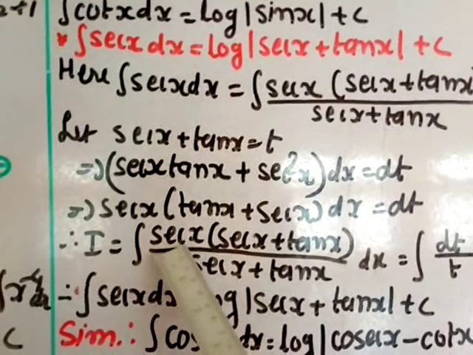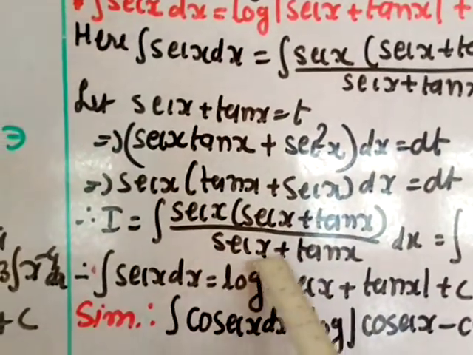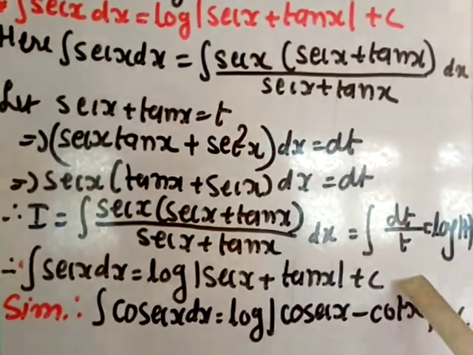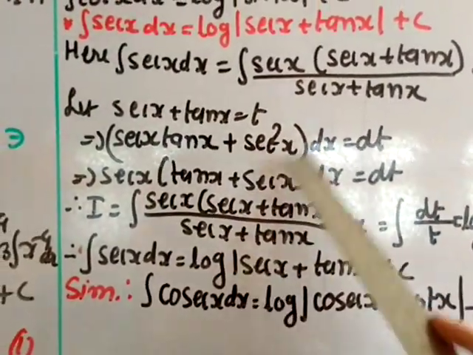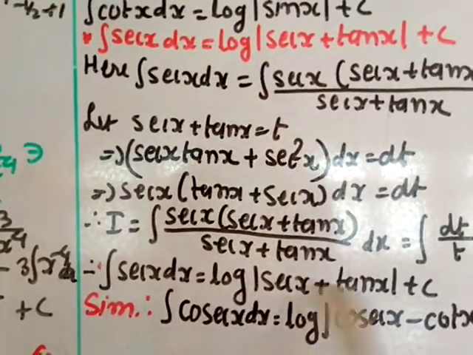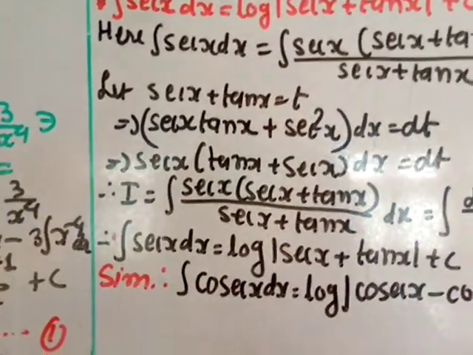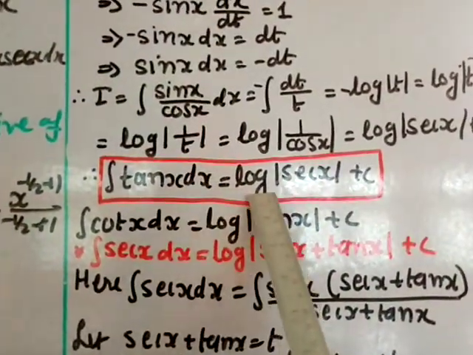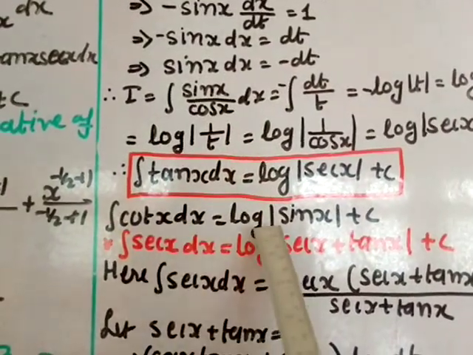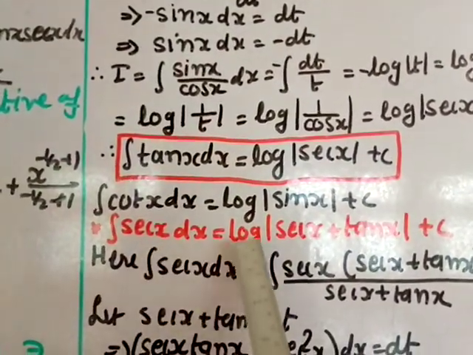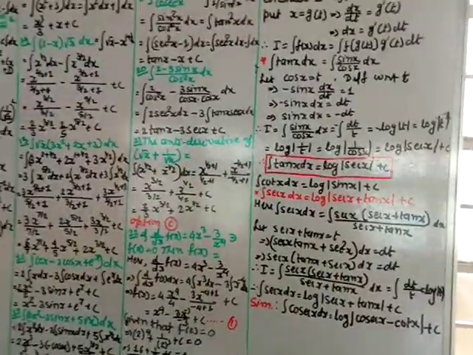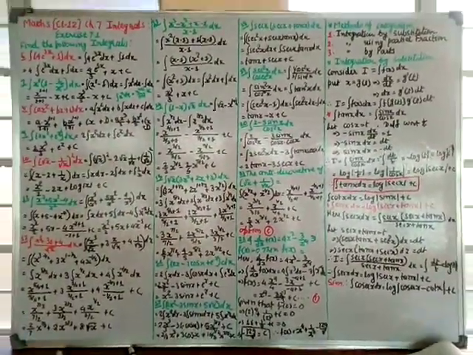Take this integral I: the numerator is equal to dt, and the denominator sec x plus tan x equal to t, and the integral of 1 by t is log t. Put the value of t back, that is sec x plus tan x. So this is also a standard result. You have learned 4 more standard results. One is integral tan x, that is log sec x; integral cot x, that is log sin x; integral sec x, that is log of sec x plus tan x; and integral of cosec x, that is log of cosec x minus cot x. You are supposed to learn and remember these as standard formulas. We'll keep this much. Thank you very much.